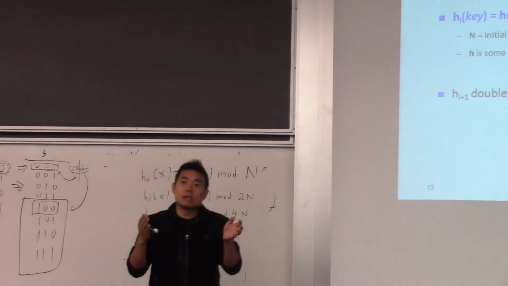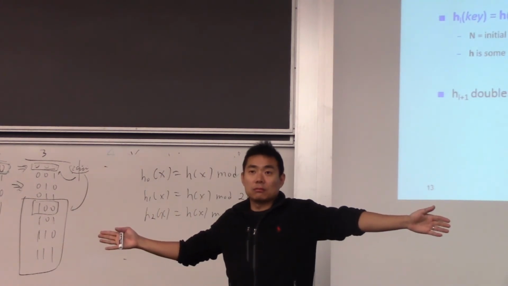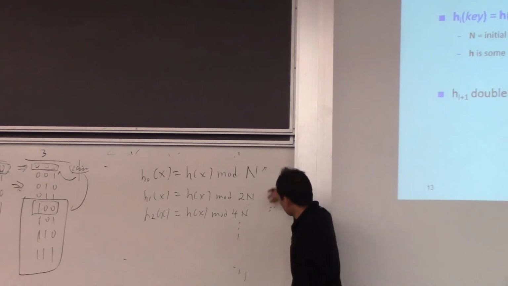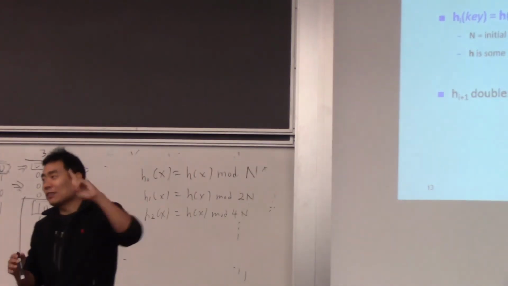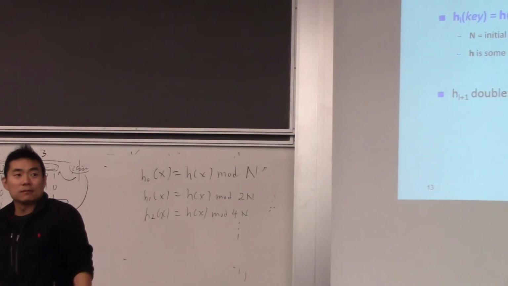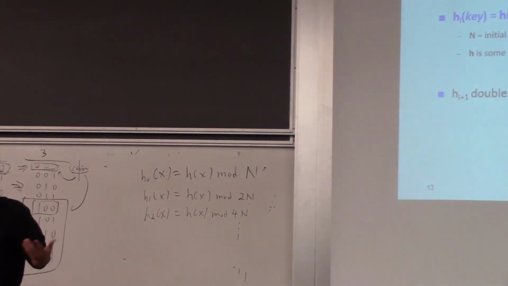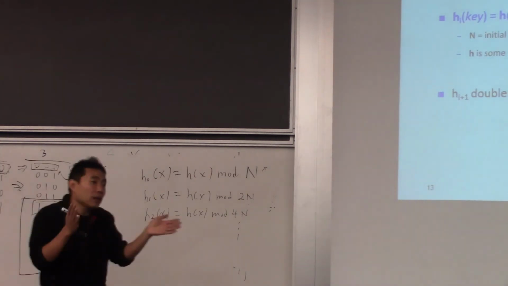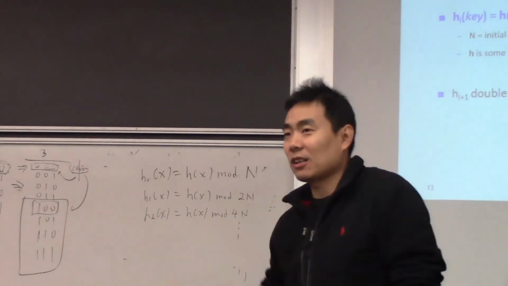Well, you are doubling the output range of this hash function. You're simply doubling the output range of these hash functions, which is the same as looking at one more bit each time. Doubling the output range is the same as looking at one more bit each time. So it's the same as what we were doing for extendable hashing. Essentially it's the same. Does that make sense? We're doubling the size of the output range, and that's essentially the same as looking at one more bit each time.